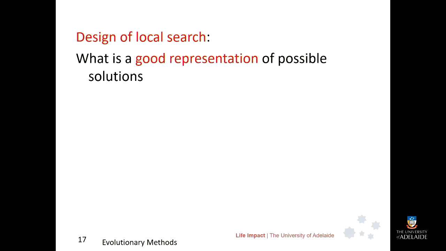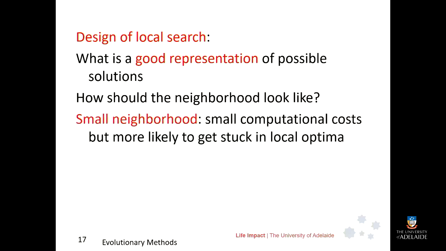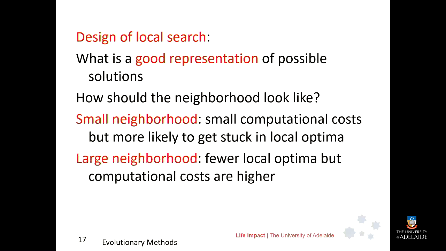So the design of local searches, the question is, what is a good representation? And that holds also for evolutionary algorithms and so on. How should the neighborhood look like? If you have a small neighborhood, you have a small computational cost, but it's more likely to get stuck in local optima. If you have a large neighborhood, you have fewer local optima, but computational costs are higher. Okay. So what else can you do?